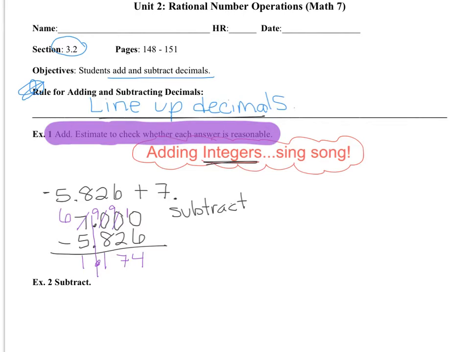So now that we've subtracted, now we need to keep the sign of the higher number, then we'll be exact. So I see that the 7 is our higher number, so it is a positive 1.174.